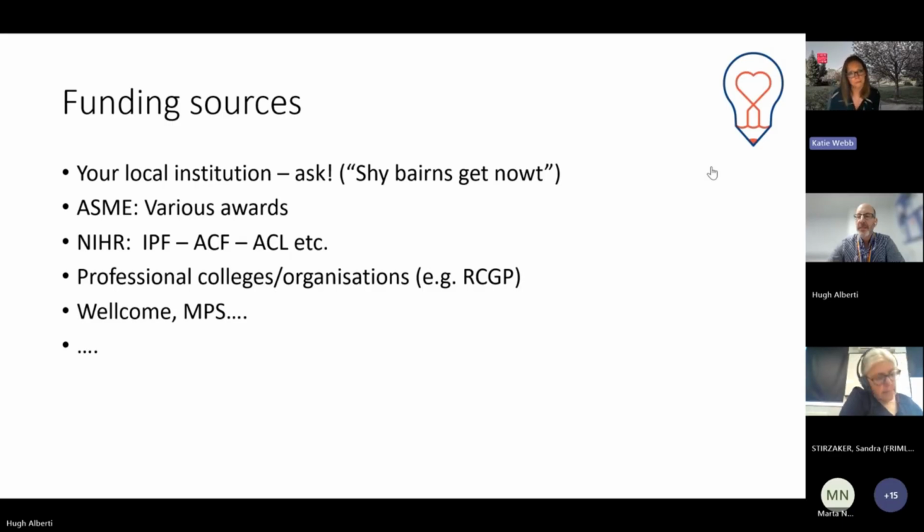Also for women in medical education, there are quite a few different options. And if you are from particular underrepresented groups, again, there may be charitable, philanthropic associations that do provide support to that.